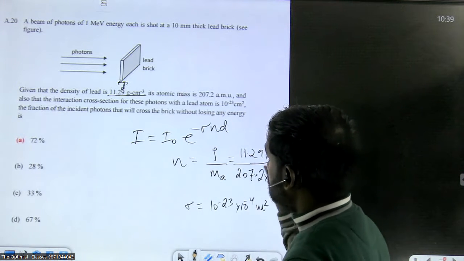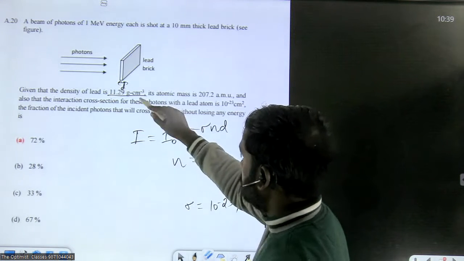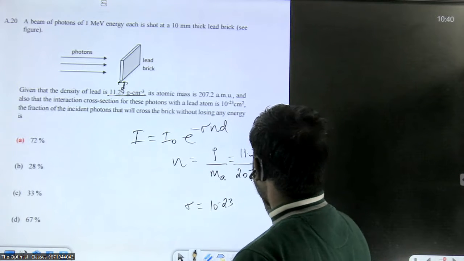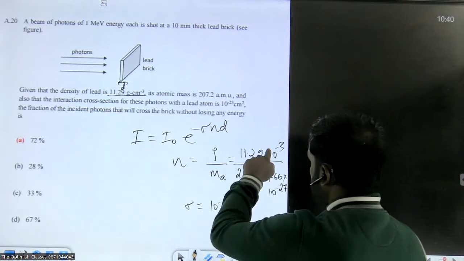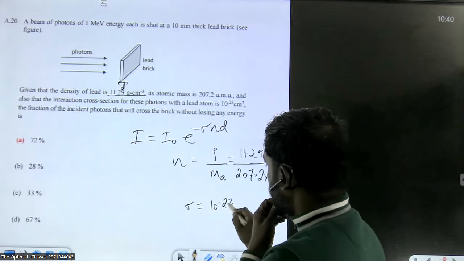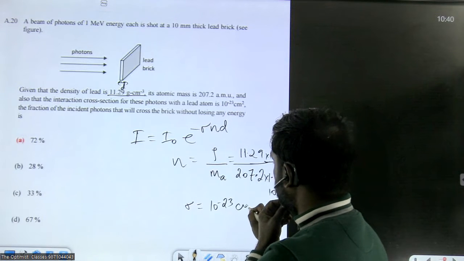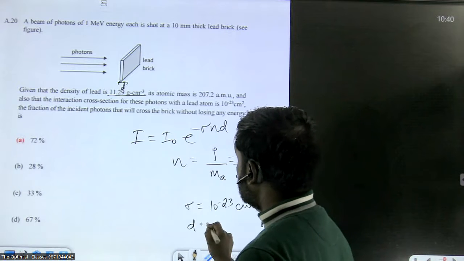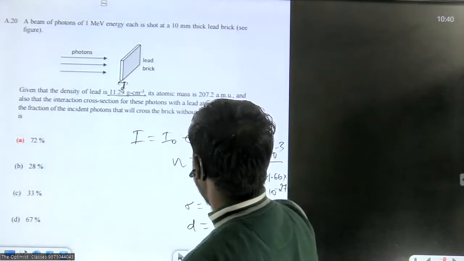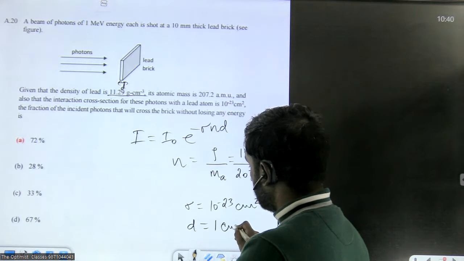So I'm converting everything into... let us leave it in, as this is centimeter cube actually. So leave it in centimeter. Have you converted the mass unit only? I'm leaving it in centimeter cube. So this also we will leave in centimeter square. So that is the sigma. This is centimeter square, and d, the thickness, is given as 10 mm. So if you write it in centimeter, it is 1 centimeter thick.